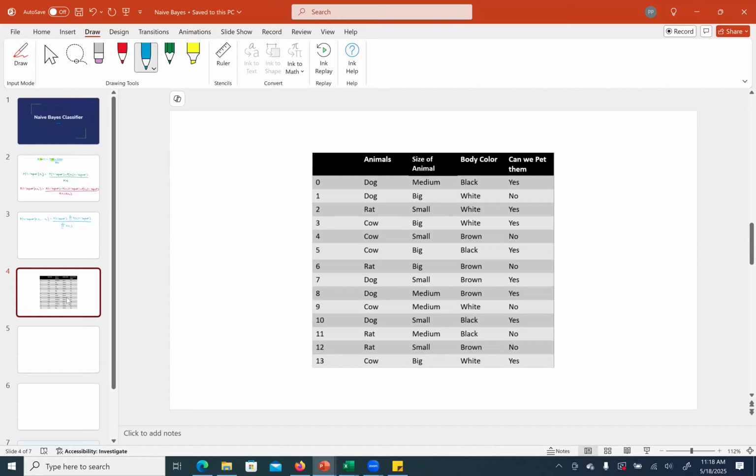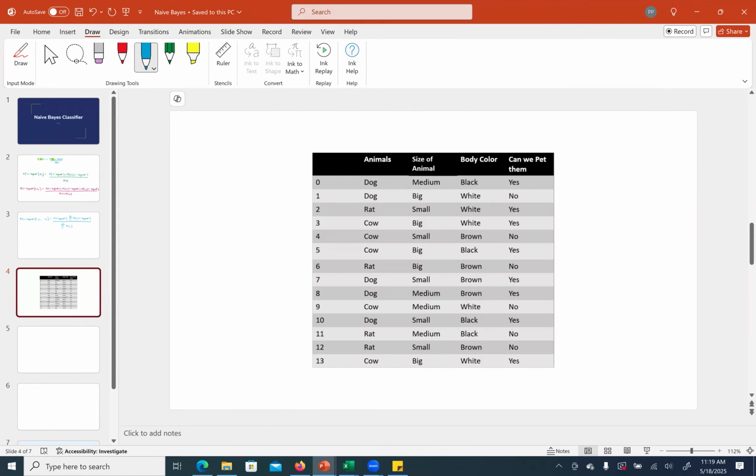Okay, so I have animals like dog, rat, cow. Size of the animal is given, whether it is big or small. For example, a big dog, maybe I don't want to pet, but a small dog, maybe I'm ready to pet. Same goes for cow as well. Maybe a small or medium cow, I'm ready to pet, but a big cow, I might not pet. Something like this. And a rat, I will not pet at all.